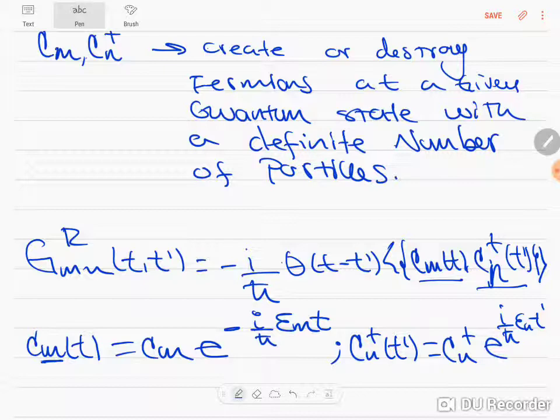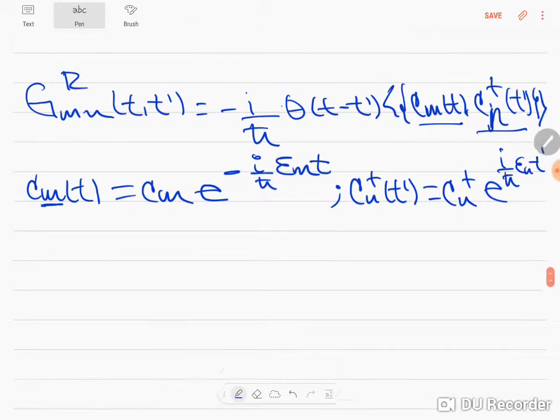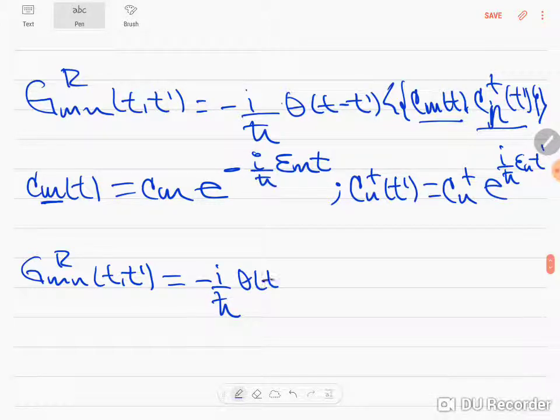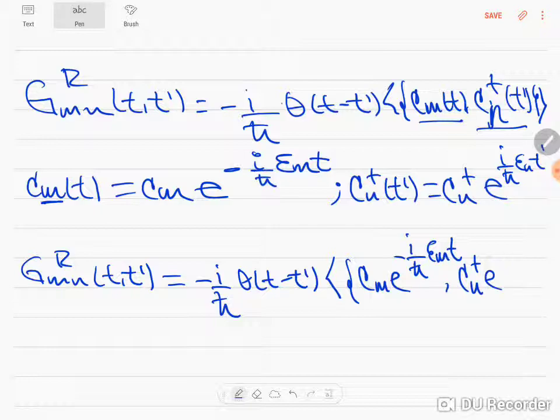Okay, so once we know this, we proceed to replace that here, and then we do the following. So G_mn retarded of t, t prime is equal to minus i over h bar theta of t minus t prime, expectation value of c_m e to the minus i over h bar E_m t, c_n dagger e to the i over h bar E_n t prime.